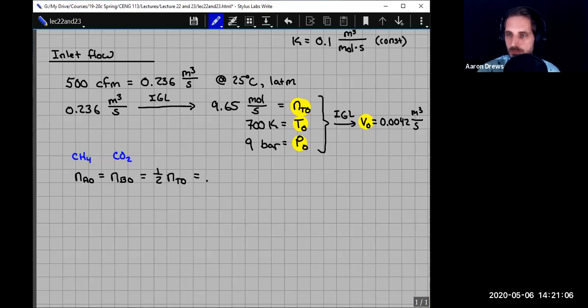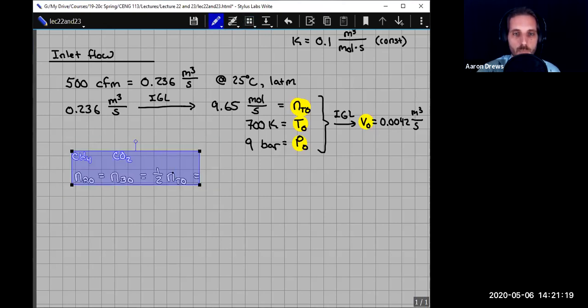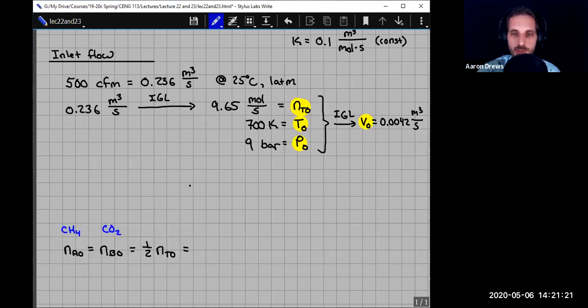0.322. Wait, that's not it. Oh, right. Let's back up a step before we get to this part. I'm going to move these down a little bit. That's not what I want to. I know you can probably do that with a pencil and paper, so it's, you know, convenient.